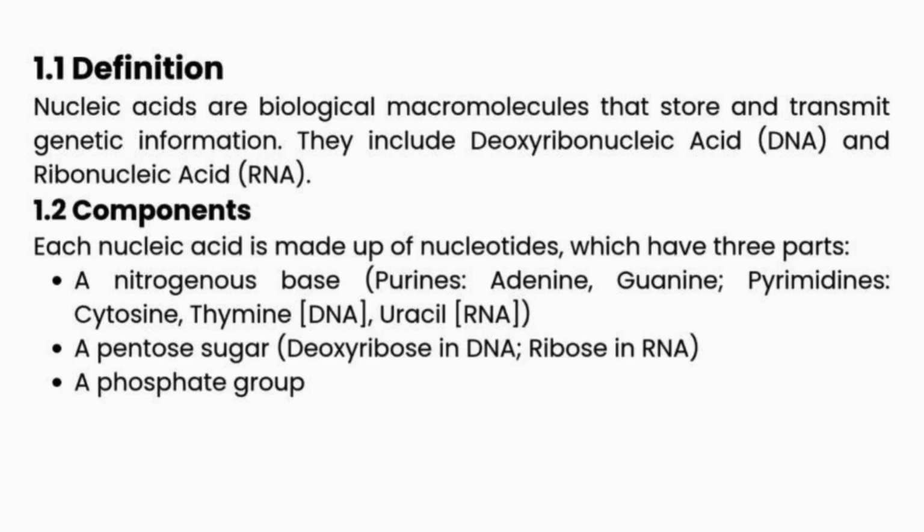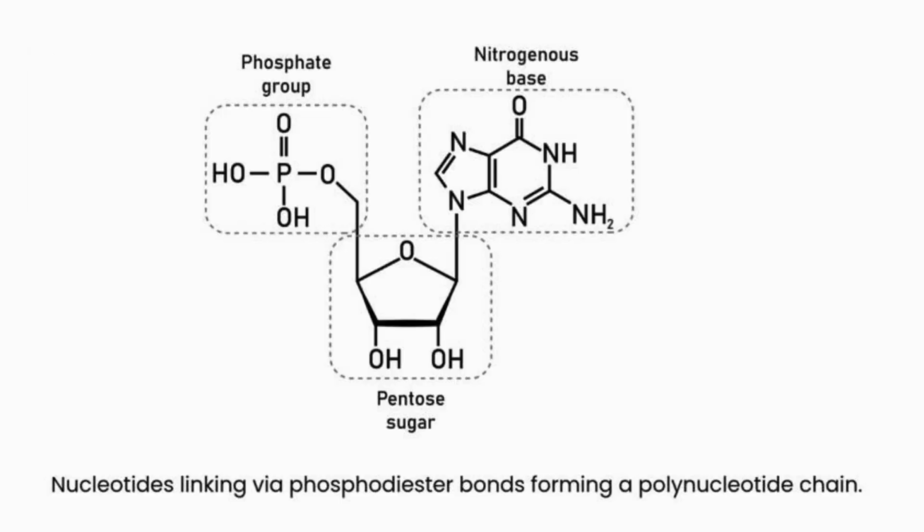Components. Each nucleic acid is made up of nucleotides, which have three parts: a nitrogenous base (purines: adenine, guanine; pyrimidines: cytosine, thymine in DNA, uracil in RNA); a pentose sugar (deoxyribose in DNA, ribose in RNA); and a phosphate group. Nucleotides link via phosphodiester bonds, forming a polynucleotide chain.